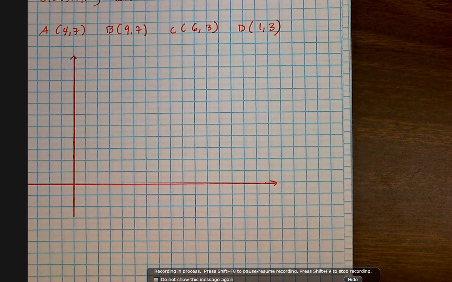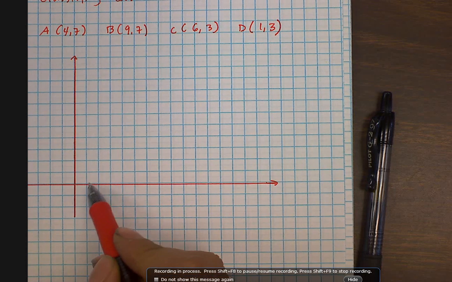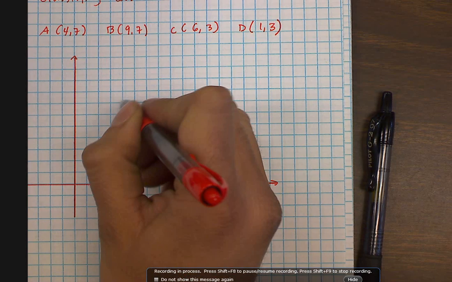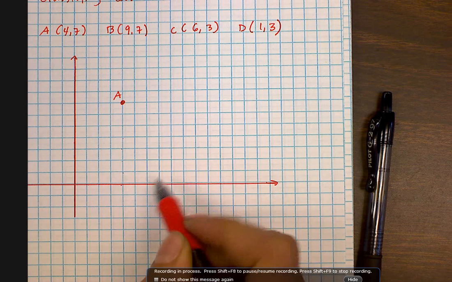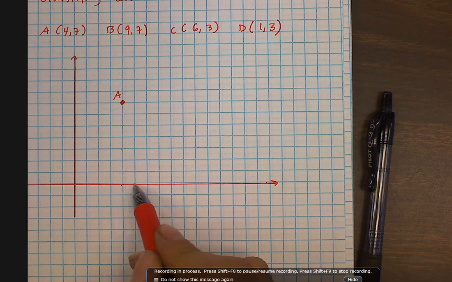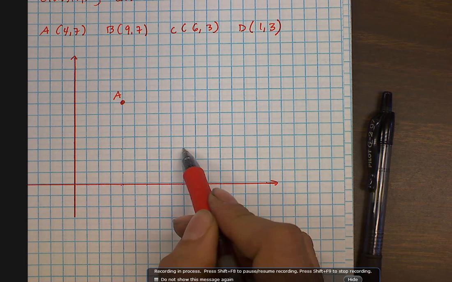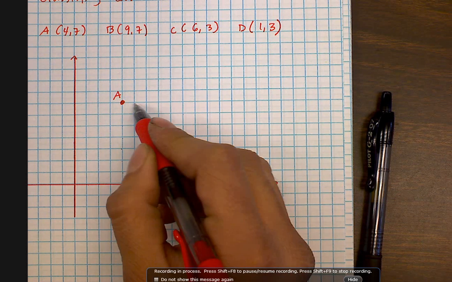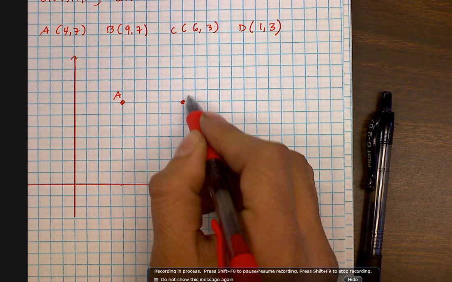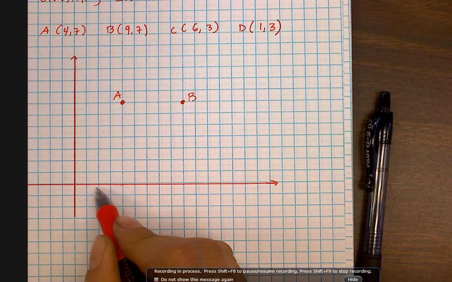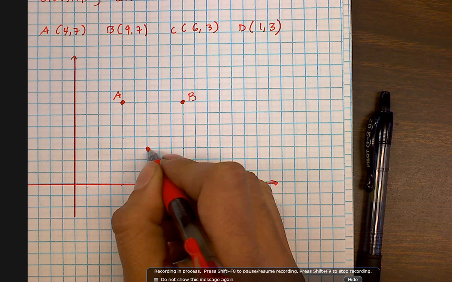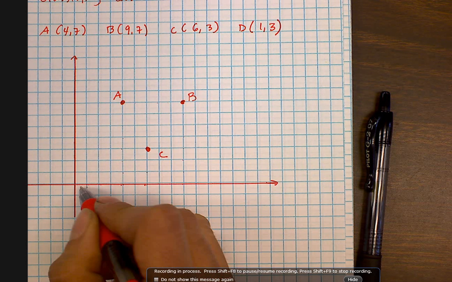All right, so the first thing is plotting the points. So I know A is at 4, 7, so I go 1, 2, 3, 4, 1, 2, 3, 4, 5, 6, 7. So here's A. Now B is at 9, 7, so that's 4, 5, 6, 7, 8, 9, 1, 2, 3, 4, 5, 6, and 7. So here's B. Okay, C is at 6, 3, 1, 2, 3, 4, 5, 6. And then 1, 2, and 3. Okay, so there's your C, and then D is at 1, 3.